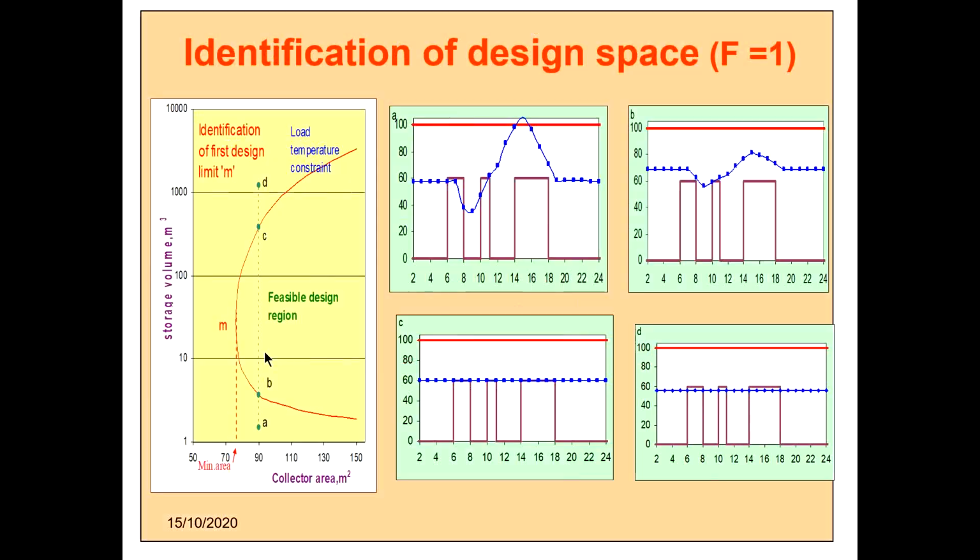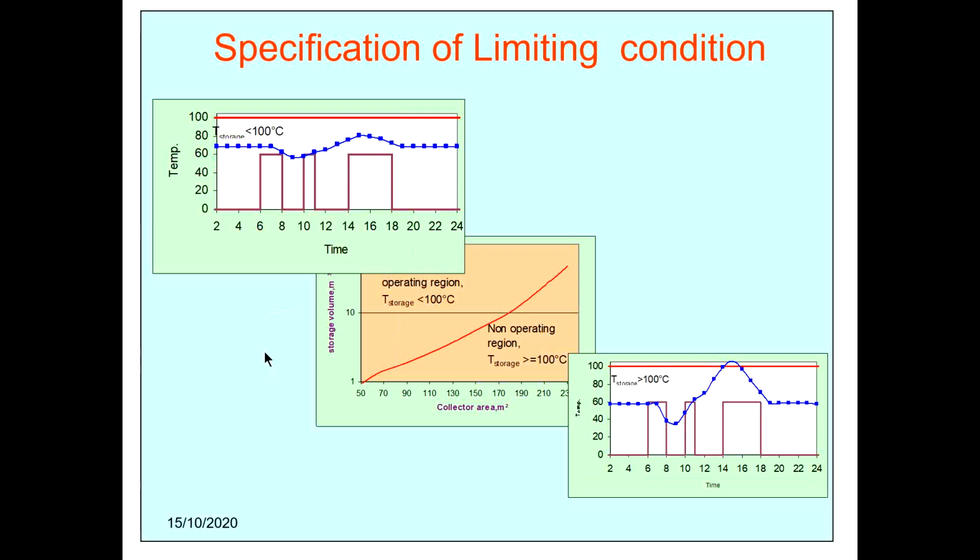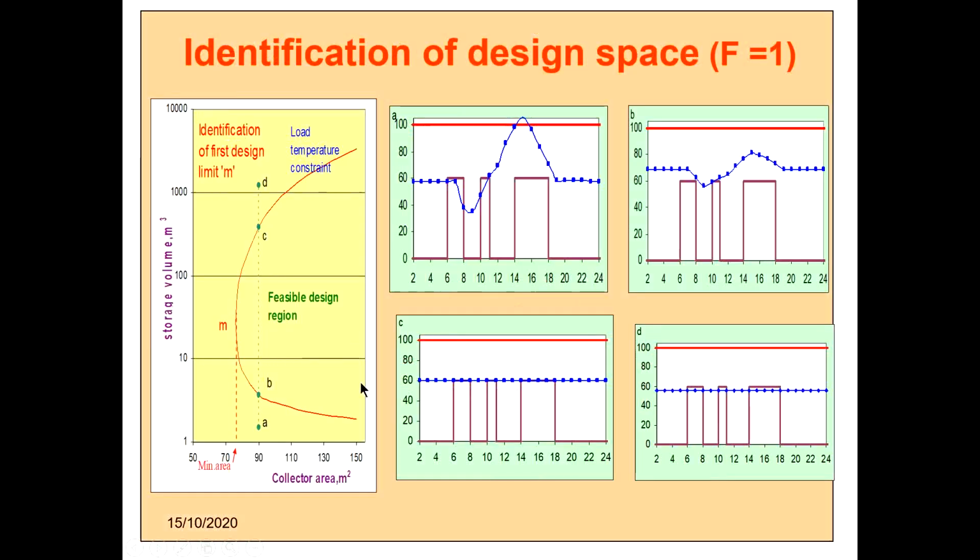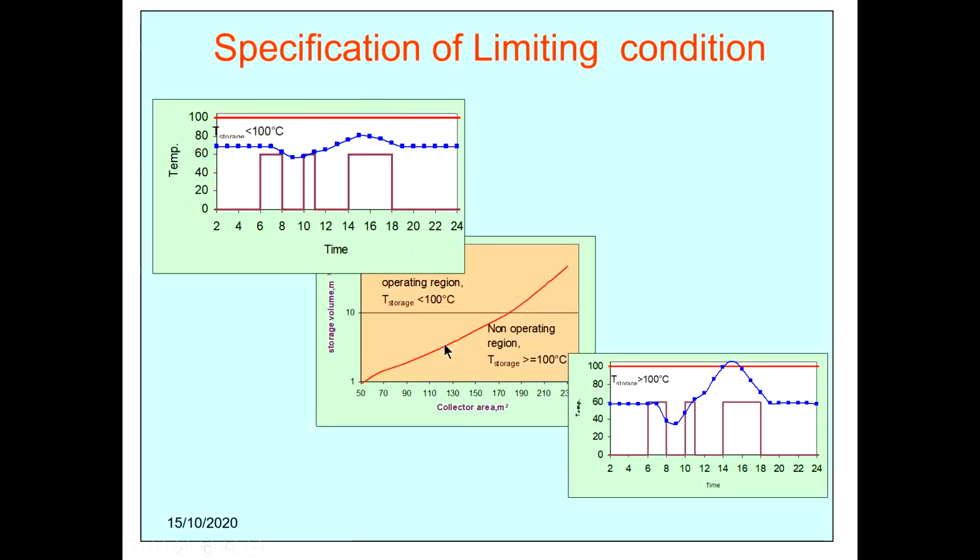Now, before going for discussion of solar fraction, let us discuss the specification of the limiting condition. So, we have already seen the limiting line of 100 degrees Celsius on this diagram and this characteristic. So now what happens if I operate in the collector area and storage volume diagram? If I separately go on checking the collector area and storage volume, I get in this region, this is the limiting line. This is the profile of the limiting line.